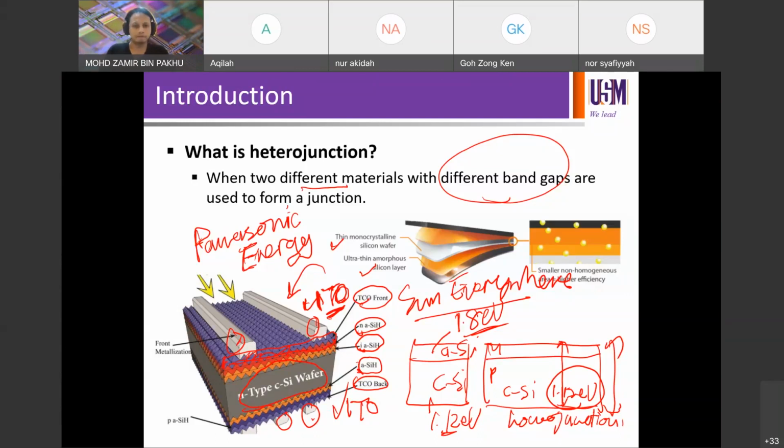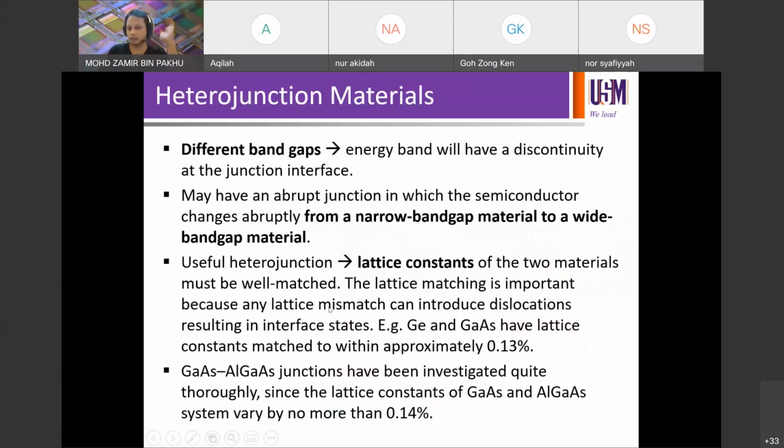You can search on Panasonic later on, and try to understand their device. So we are talking about different band gaps. The energy band will have a discontinuity at the junction interface. So whenever you combine a low band gap with a high band gap, low and high band gap.